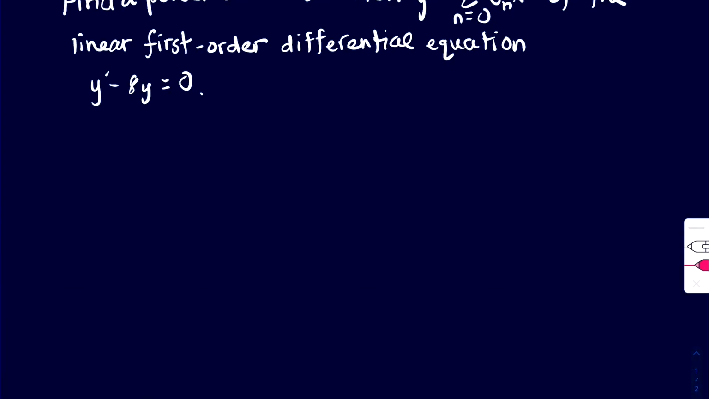Hey there, it's Shannon Math Chick Myers, and today we'll be looking at how to find a power series solution using y equals the summation as n goes from 0 to infinity of c sub n x to the n of the linear first order differential equation y prime minus 8y is equal to 0. So we have y in terms of a summation.